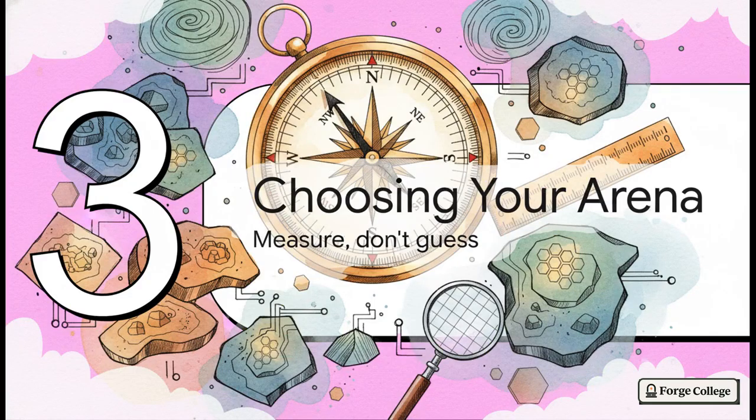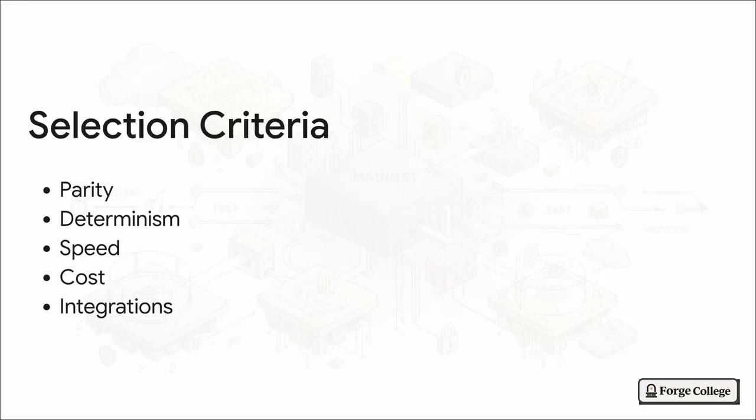Section 3. Choosing your deployment arena. In all the programs we teach at Forge College, we really emphasize navigating these terrains using a strict compass. We don't guess, we measure against 5 key criteria: parity, determinism, speed, cost, and external integrations. Think about it. If your tests fail locally because of some weird Oracle mismatch, you don't need speed. You need parity. You absolutely need an environment with the exact real-world state to debug that properly.